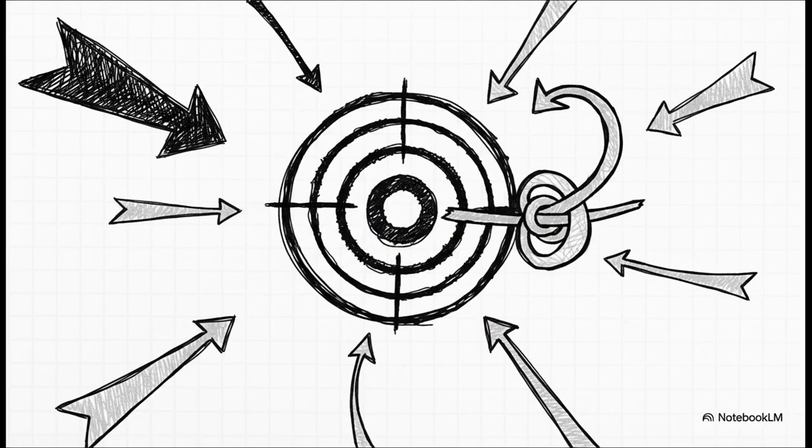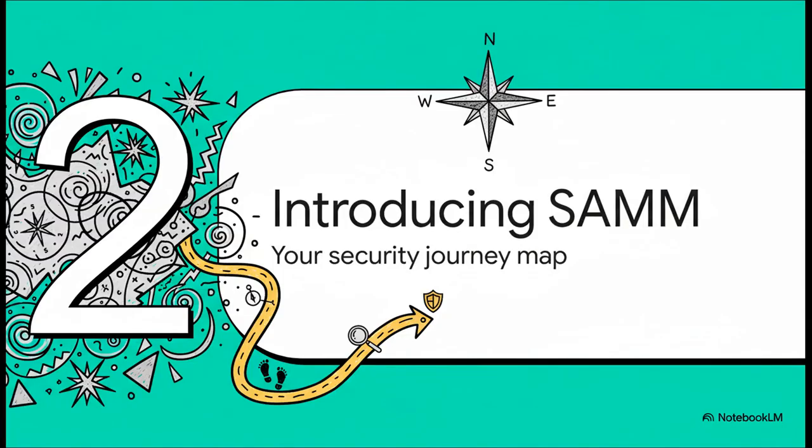You've got teams pulling in totally different directions. You might be overspending on one tool while a massive gap sits wide open somewhere else. And without a unified plan, how can you possibly measure progress? You're basically just flying blind. So how do we bring some order to all that chaos? Well, this is where our map comes in.